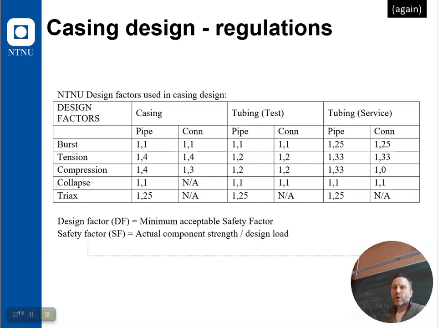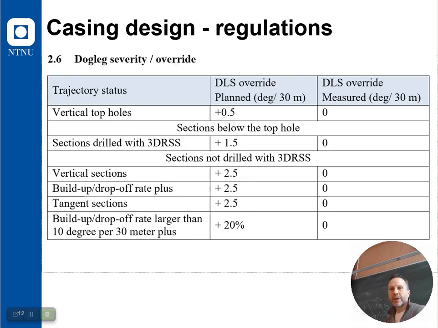Design factors, we have talked about them. They are definitely going to be very much mentioned by any governing documentation for casing design. Dogleg severity override. You guys have an idea what this is? What is a dogleg severity override in casing design?